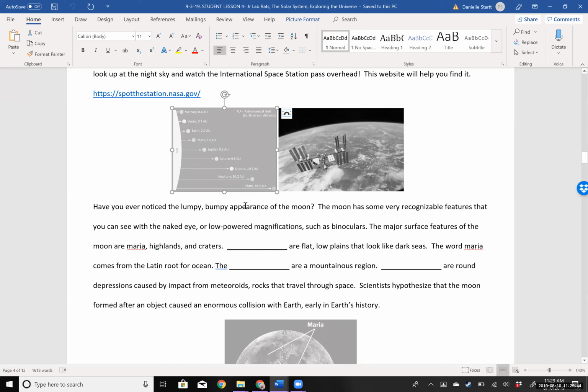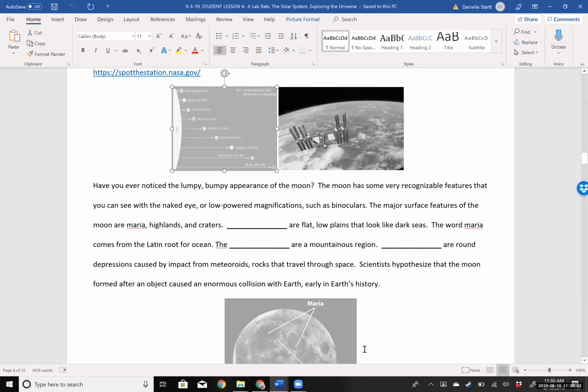Have you ever noticed the lumpy bumpy appearance of the moon? The moon has some very recognizable features that you could see with the naked eye or low-powered magnification, such as binoculars. The major surface features of the moon are maria, highlands, and craters. Now, yes, this looks like the name Maria, but in reference to the moon, we call it maria. And here is a picture.